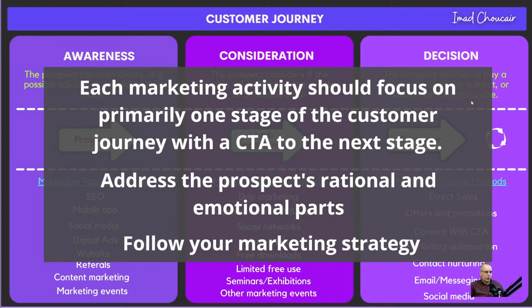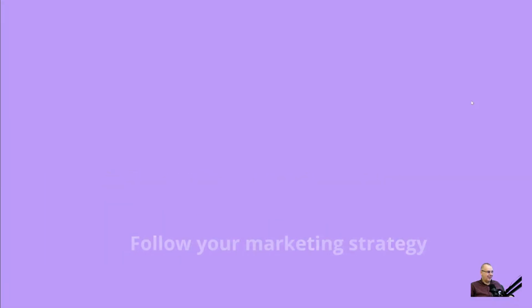Focus on these three important assumptions here. Each marketing activity should focus primarily on one stage of the customer journey, with a call to action to the next stage. And what we will cover in the next part of this course is the rational and the emotional part. When we are delivering our marketing message to tackle awareness and consideration, we will cover these two important elements, the rational and the emotional part. The marketing strategy should include both the rational and the irrational, which is the emotional part. We don't want to refer to it as irrational, we call it emotional. Great, so you should have the following already in your marketing strategy.